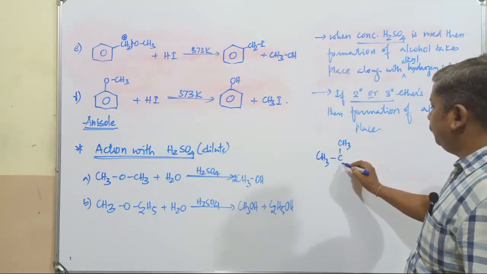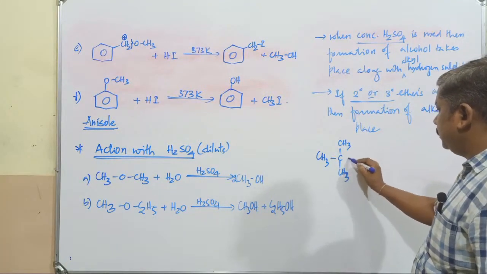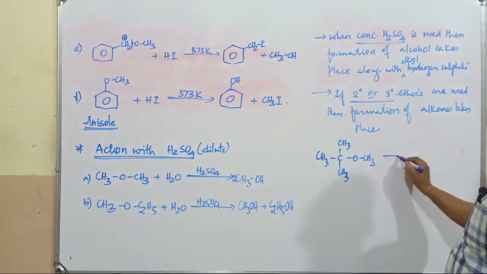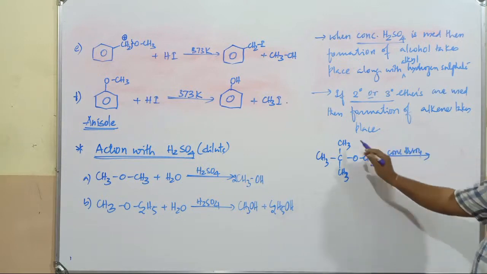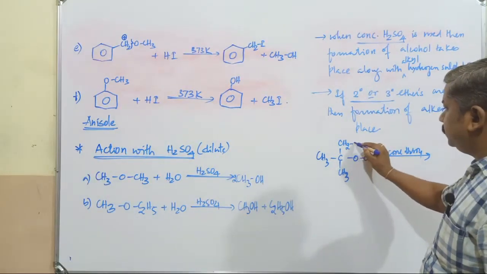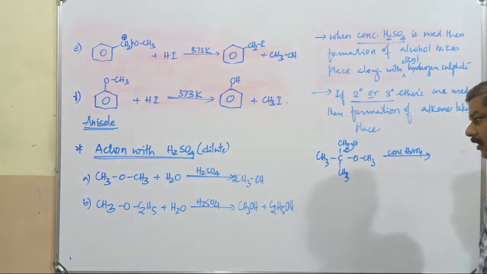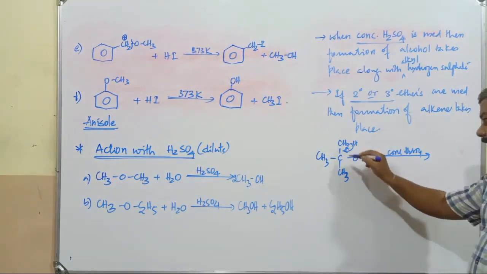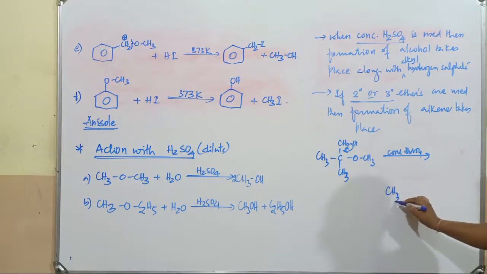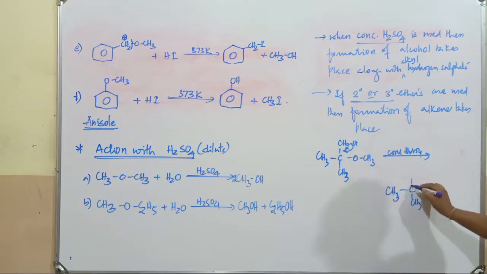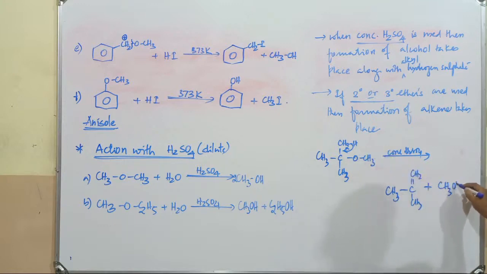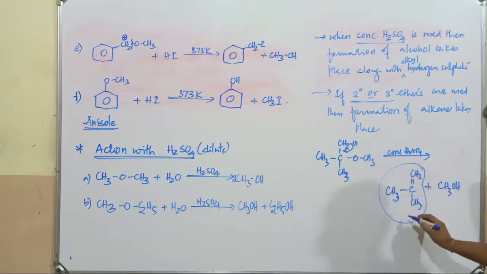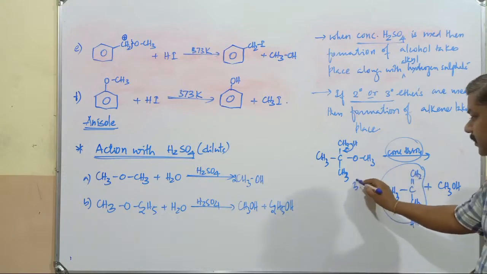This is CH3, this is CH3, right? It is OCH3. When it is treated with concentrated H2SO4, dehydration takes place. One of the hydrogens goes, and these electrons are involved in the formation of the carbon-carbon double bond. So the compound is CH3, C, CH3, double bond CH2, plus CH3OH.